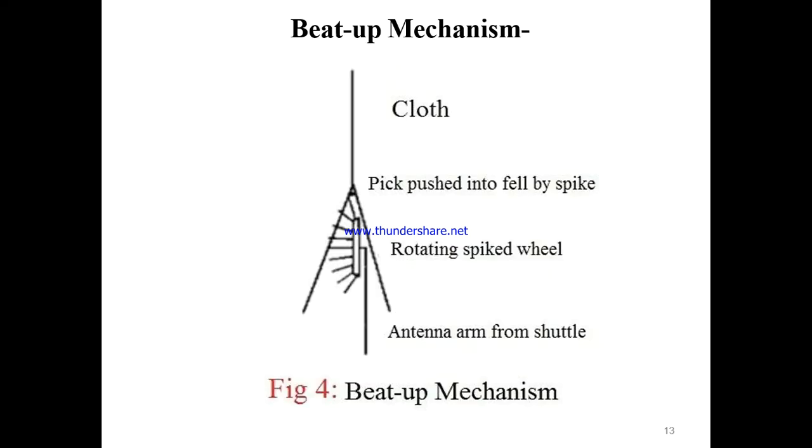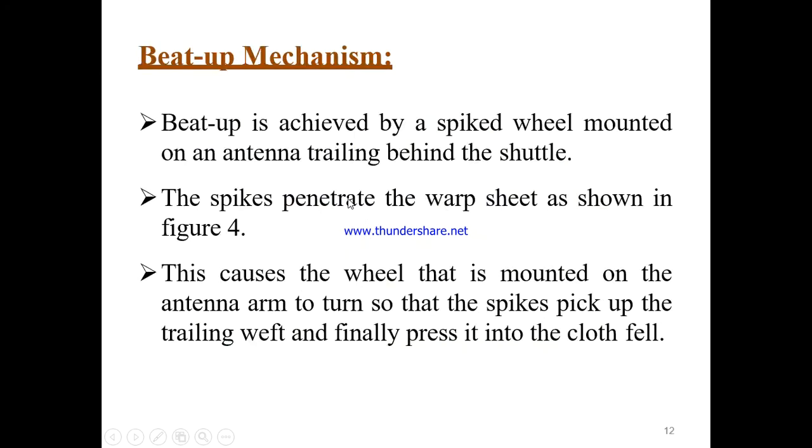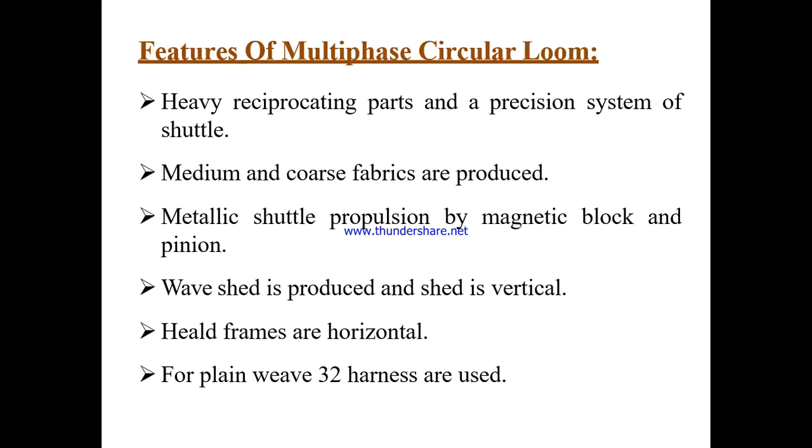So here I shall show you. If this is the cloth fell, then the spike will push the inserted weft to the cloth fell. The pick is pushed into the cloth fell by the rotating spike wheel. So this is the rotating spike wheel. The spike wheel will continuously rotate, catch the weft thread and push it at the cloth fell position. This causes the wheel that is mounted on the antenna arm to turn so that the spike picks up the trailing weft and finally places it into the cloth fell.